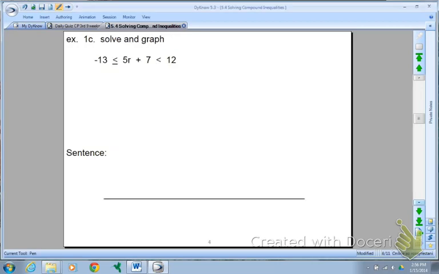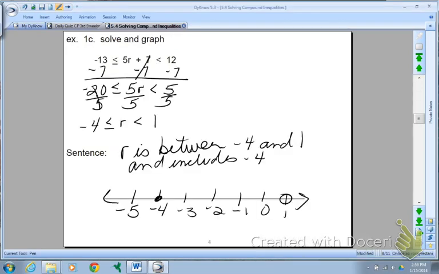Y'all try to do this one by yourself. So to graph it would be closed circle at negative 4, open circle at 1, and everything in between.